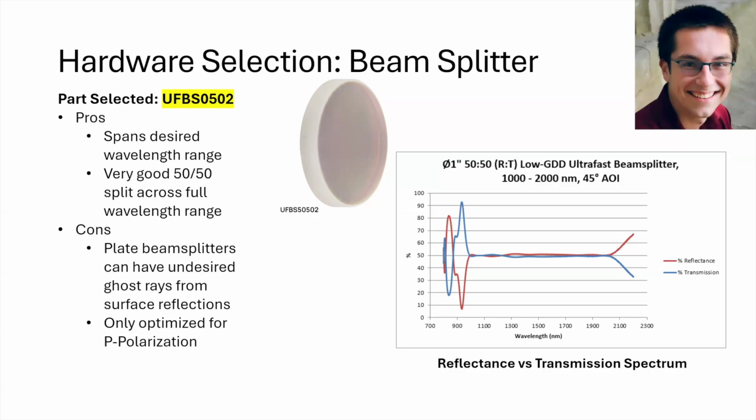It's a very even 50-50 split across the entire wavelength range. Now, on the downside, plate beam splitters can have many ghost rays, which will make it a little bit difficult to align. Additionally, this is optimized for P polarization, but because we're going through a linear polarizer in our system, we should already be in that polarization state. So that will not be an issue for us.